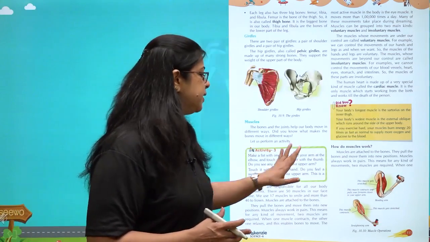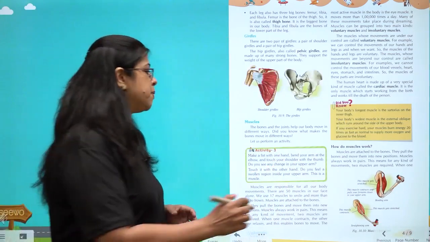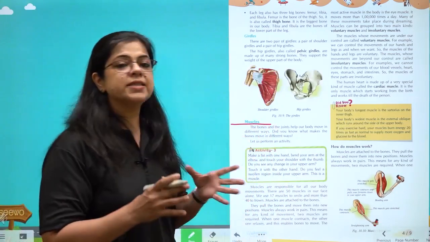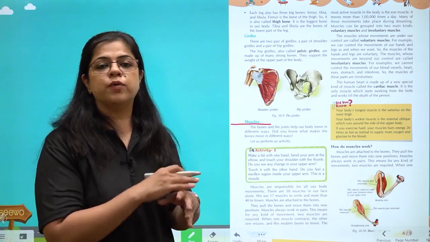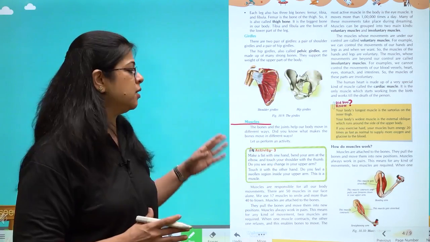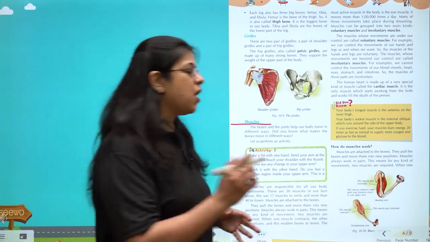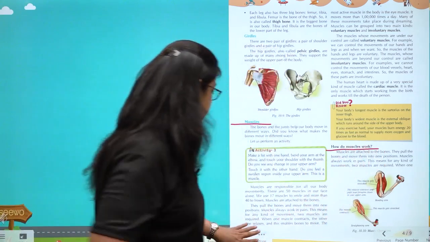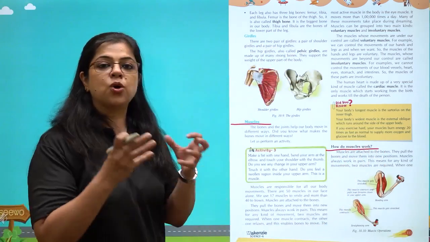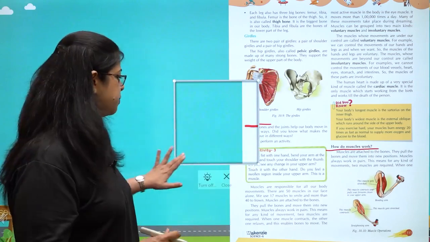Bones की movement के लिए we have muscles. Muscles एक tiny layer होते हैं over our bones which help in the movement of the bones. Now, how do muscles work? Muscles work by contracting and by expanding.